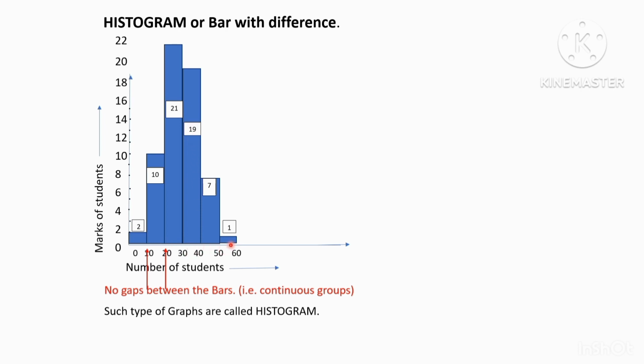Such types of graphs are called histograms. In 0 to 10 you get 2, there is 1 here, then 10 to 20 is 21 and 19, so you can see that. Okay, and I need to draw the graph like this. This is different from the previous graph, as it contains grouped data. Okay, so move ahead.